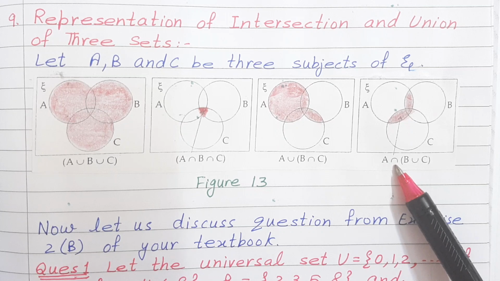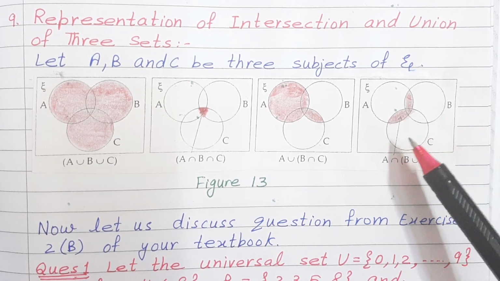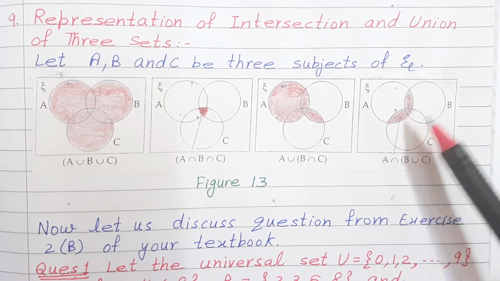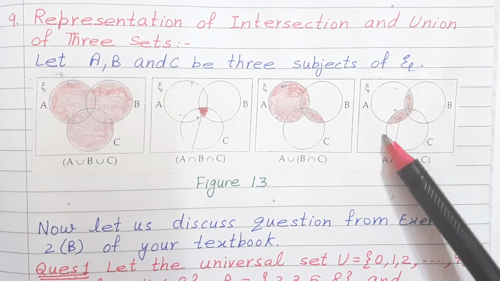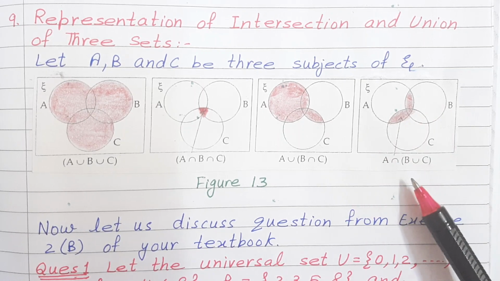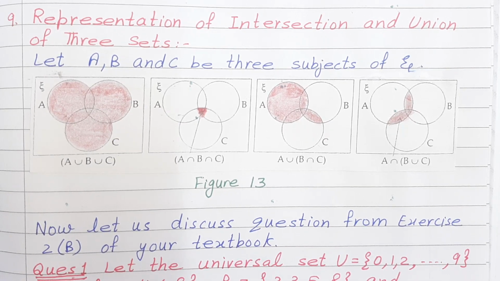A intersection (B union C). Now children, here B union C is all the elements of B and C, but we have to take the common elements with A. So the shaded portion is representing A intersection (B union C). I hope you all have understood well. Now children, you need to go through all the examples in order to understand this concept.